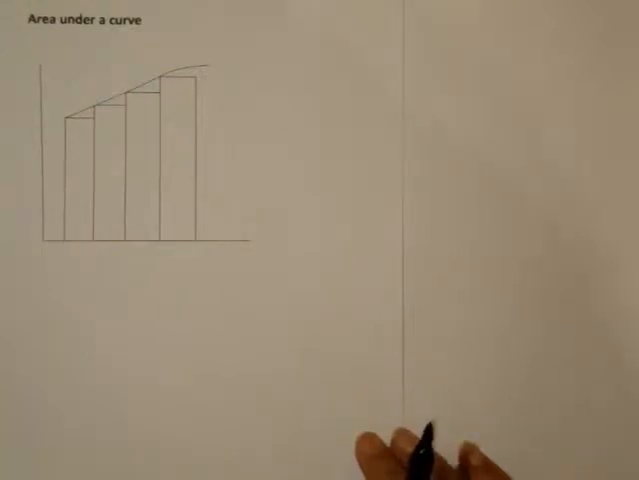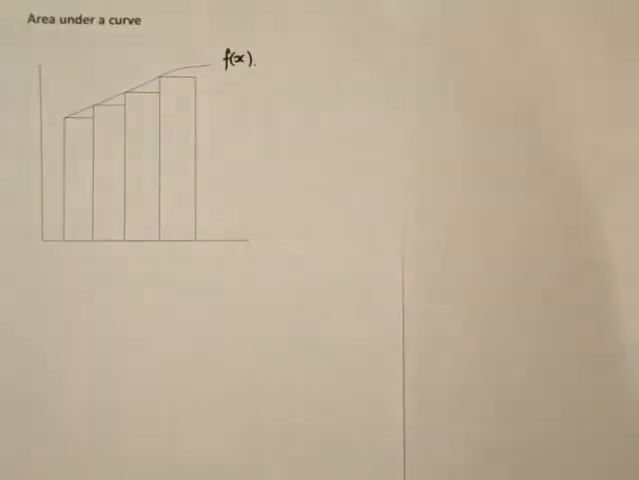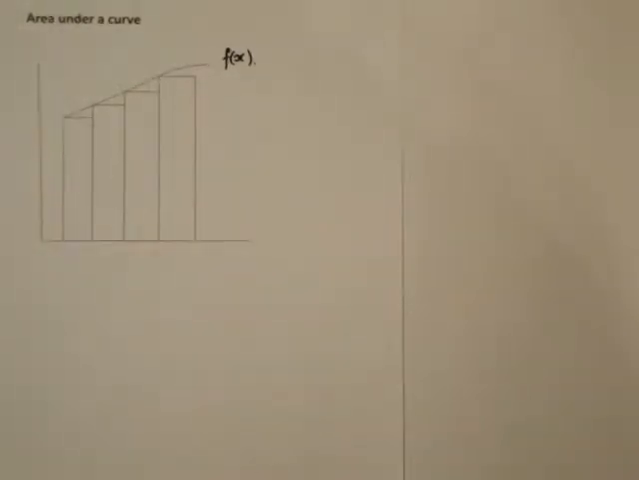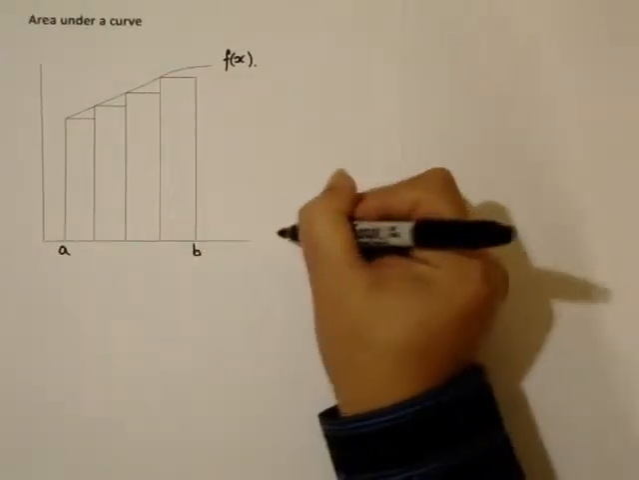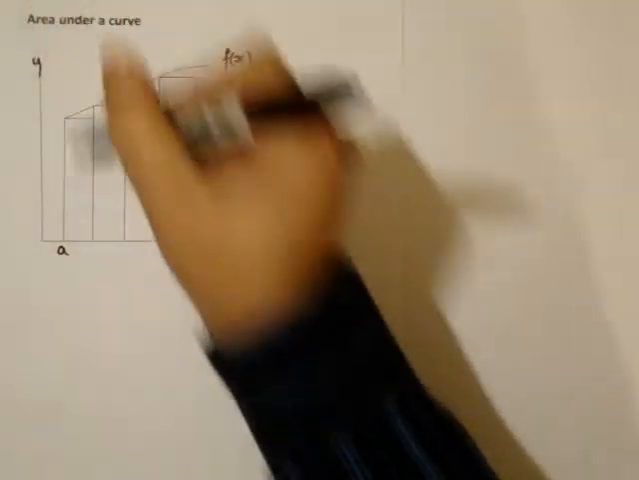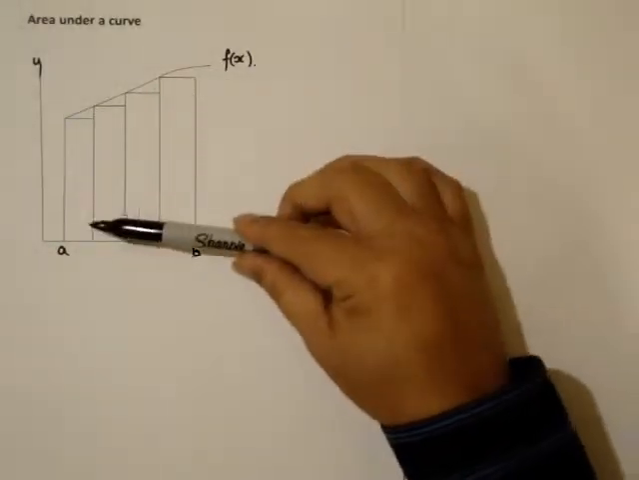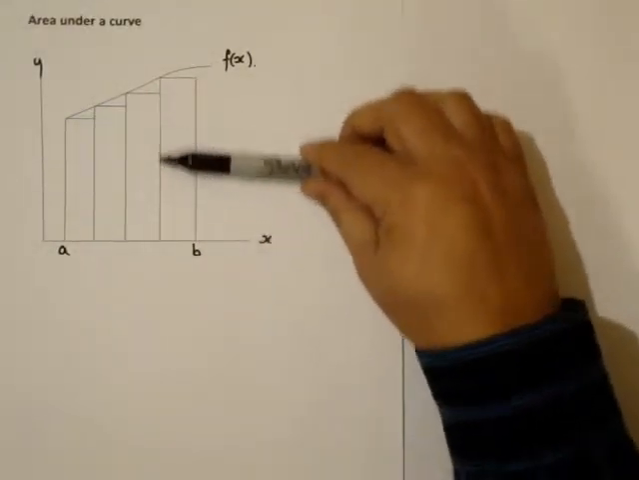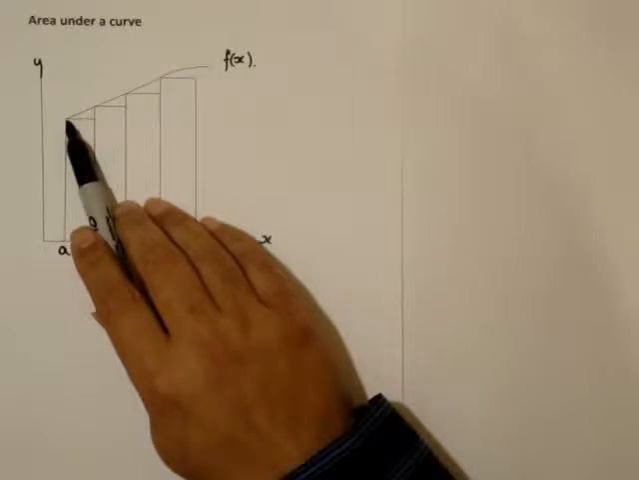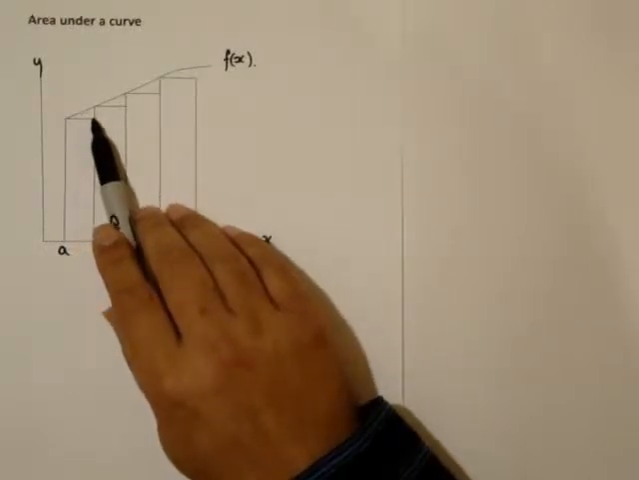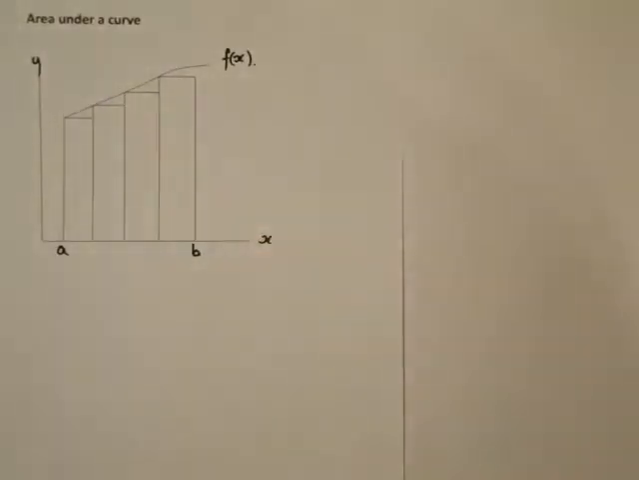the area under a curve f of x, which is non-negative and continuous on A and B. So this is A and this is B on the x-axis, y-axis. So one way to do this is to draw rectangles, and in this case we've used the left hand side of the rectangle to form the vertex which touches the curve.